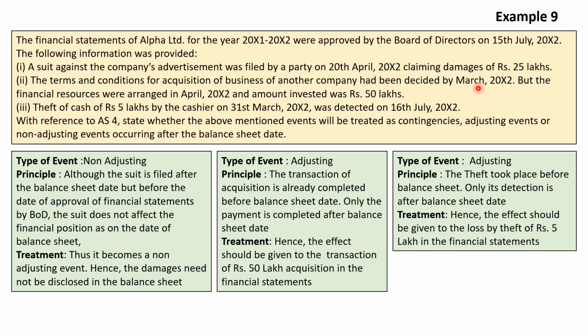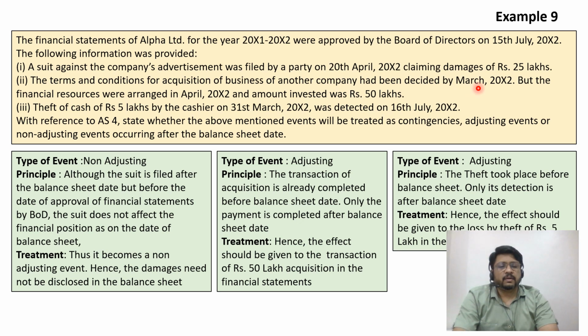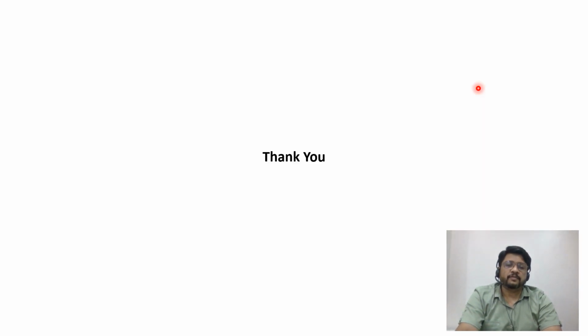So here we are completing accounting standard number 4 with all the different examples. I hope you have understood the accounting standard properly. In case of any difficulty, you can ask me separately in the Google Classroom or maybe in the comment section.